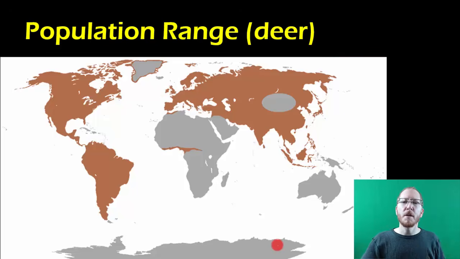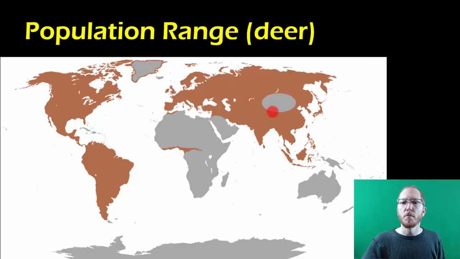Now, range is where you can locate something, where you can find something. Here, if we look at deer, the genus that contains the different deer species, the brown tells us where they live. We can see they live throughout most of North America, South America, and much of Asia. There are some smaller ranges where we see them in Africa and along some of these islands, but we don't find them throughout most of Africa or most of Greenland because it's cold and inhospitable.